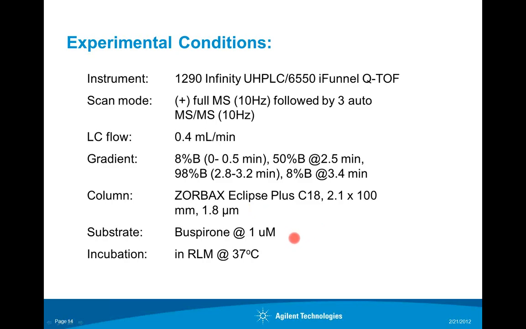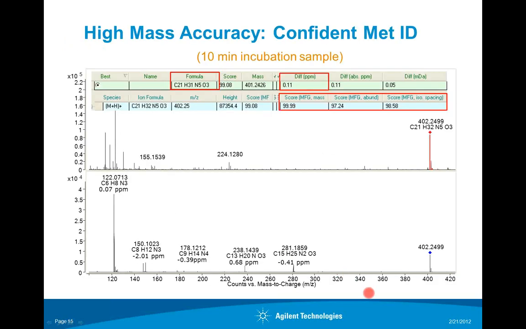The Buspirone concentration is 1 micromolar, and the Buspirone was incubated in rat liver microsomes at 37 degrees for periods of time. The reaction was stopped by adding acetonitrile at a 1:2 ratio. So high mass accuracy is the key to reliable identification.